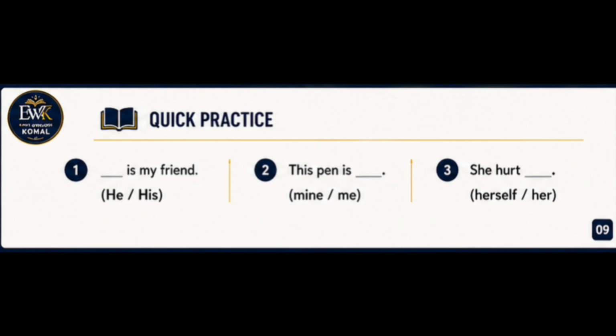So let's do a quick practice. First, we have: "Dash is my friend." Which pronoun will be here? His or he? Second is: "This is dash." Mine or me? Third is: "She, dash." Her, herself or her?